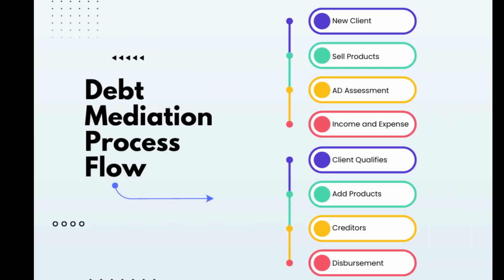The process flow begins with adding a new client to the system. Next, we sell the affordable distribution assessment product to the client. We then proceed to complete the AD assessment with the client and generate an income and expense report. If the client qualifies, we add the affordable distribution legal fees and affordable distribution creditor products.